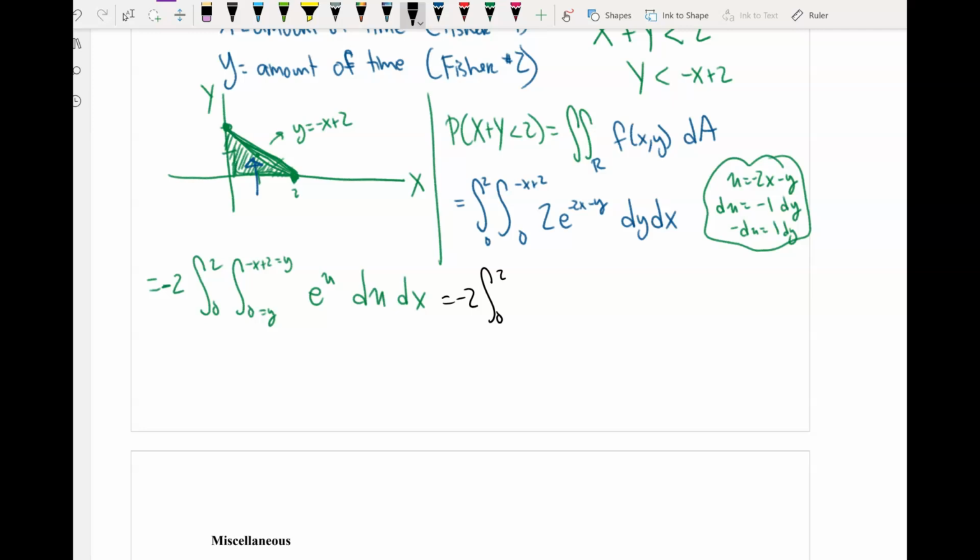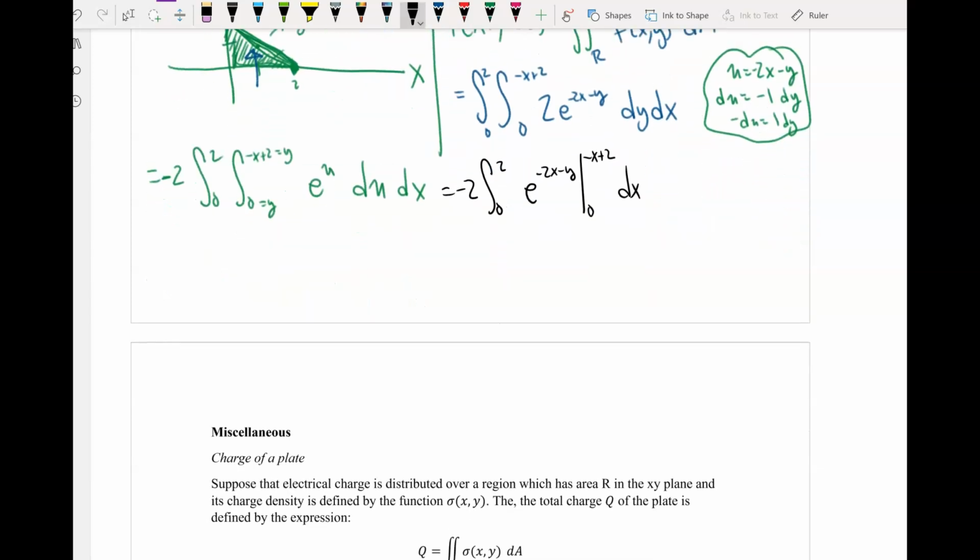The integral of e to the u is just e to the u, so you're going to have e to the negative 2x minus y from 0 to negative x plus 2, dx. So let's plug that in. Negative 2, integral from 0 to 2. Plug in the negative x plus 2, so I'm going to have e to the negative 2x minus negative x plus 2, minus e to the negative 2x, dx, because the 0 is going to go away.